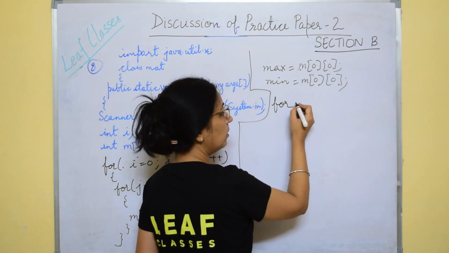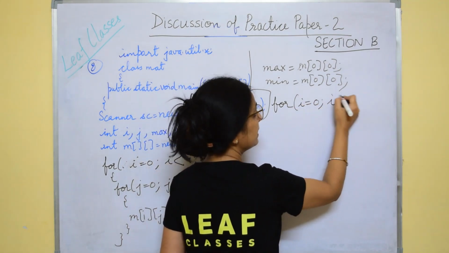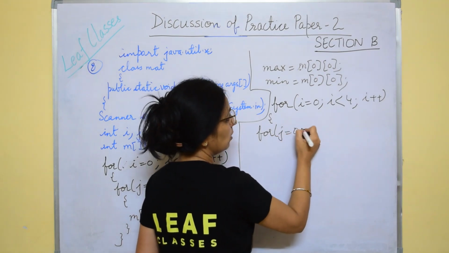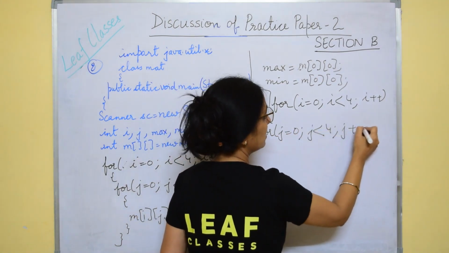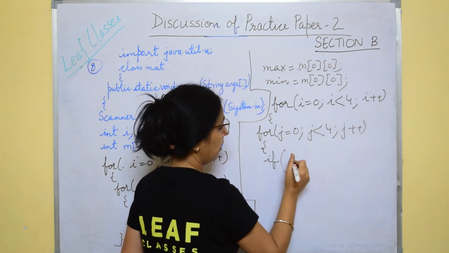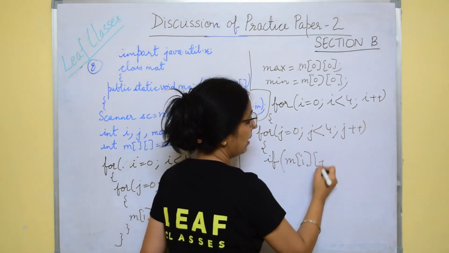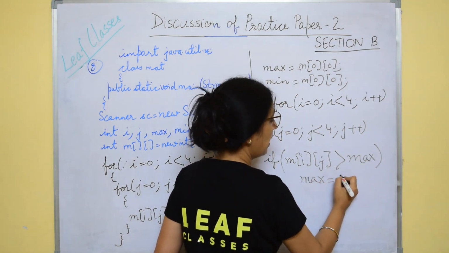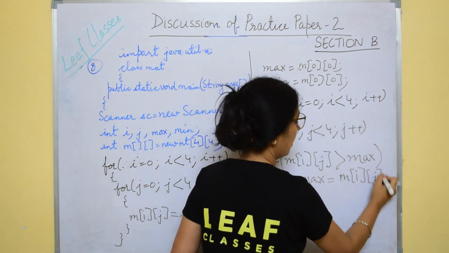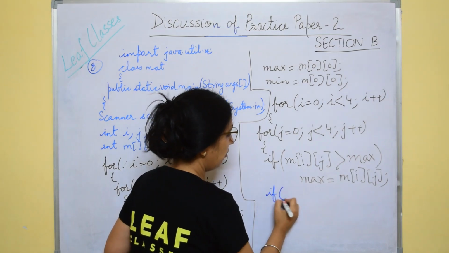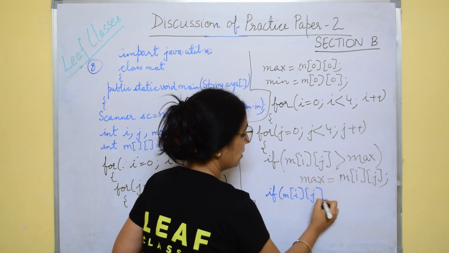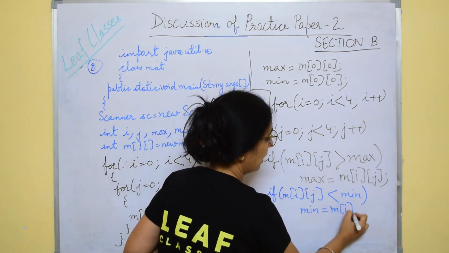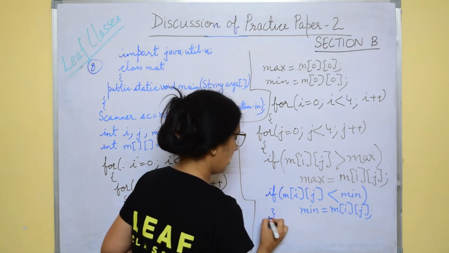Okay, we'll take the loop. For i = 0, i < 4, i++. For j = 0, j < 4, j++, and we'll check if m[i][j] is greater than max, then max = m[i][j], and if m[i][j] is smaller than min, min = m[i][j]. Close inner loop, close outer loop.